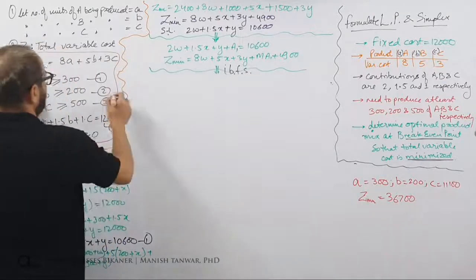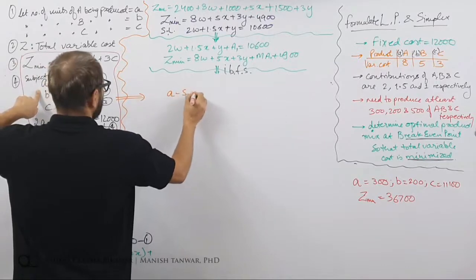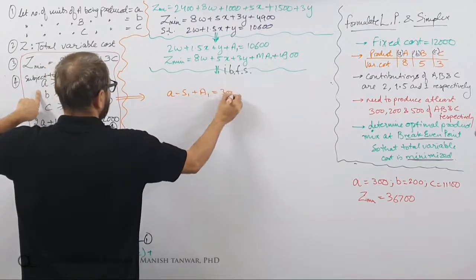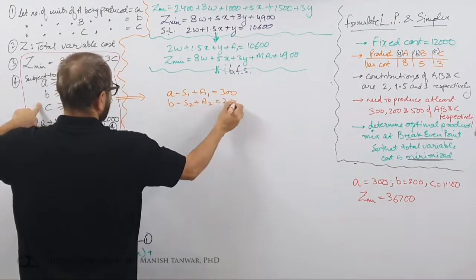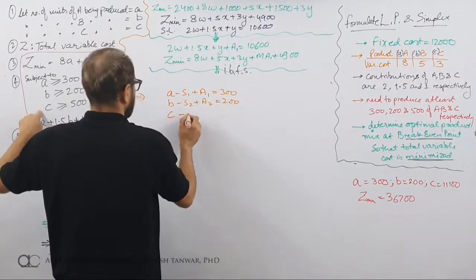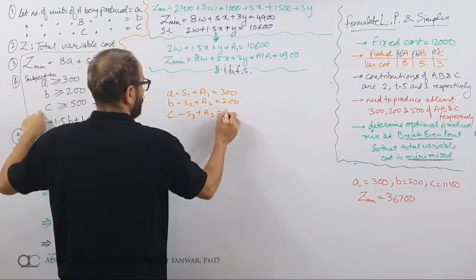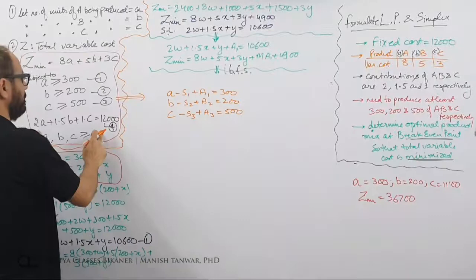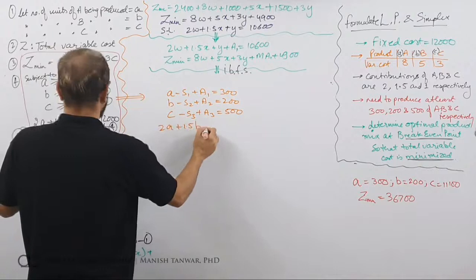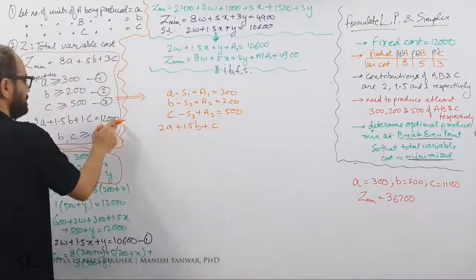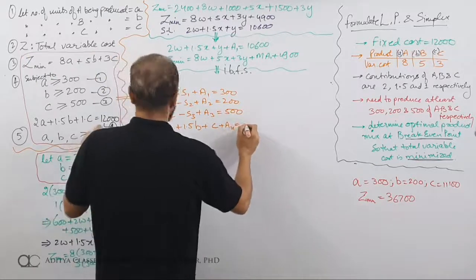Your standard form would have been A minus S1 plus A1 is equal to 300, B minus S2 plus A2 is equal to 200, C minus S3 plus A3 is equal to 500, and the fourth would have become 2A plus 1.5B plus C, and because this is an equality, I would have made use of an artificial variable in constraint 4, is equal to 12,000.